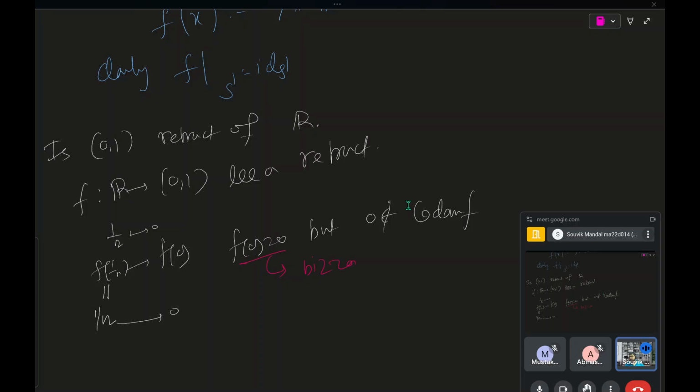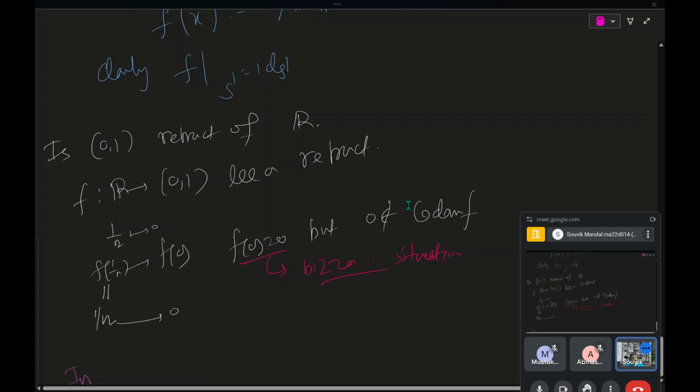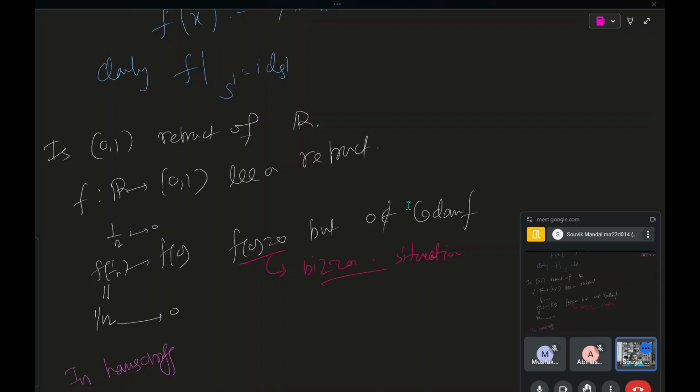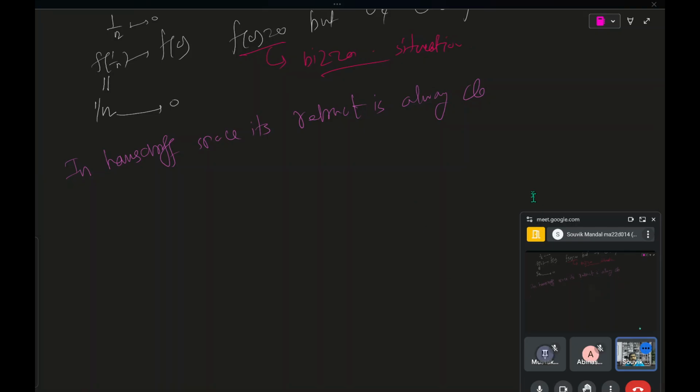Correct? So what does this tell us? This tells us that in a Hausdorff space, a retract is always closed. That's what it tells.